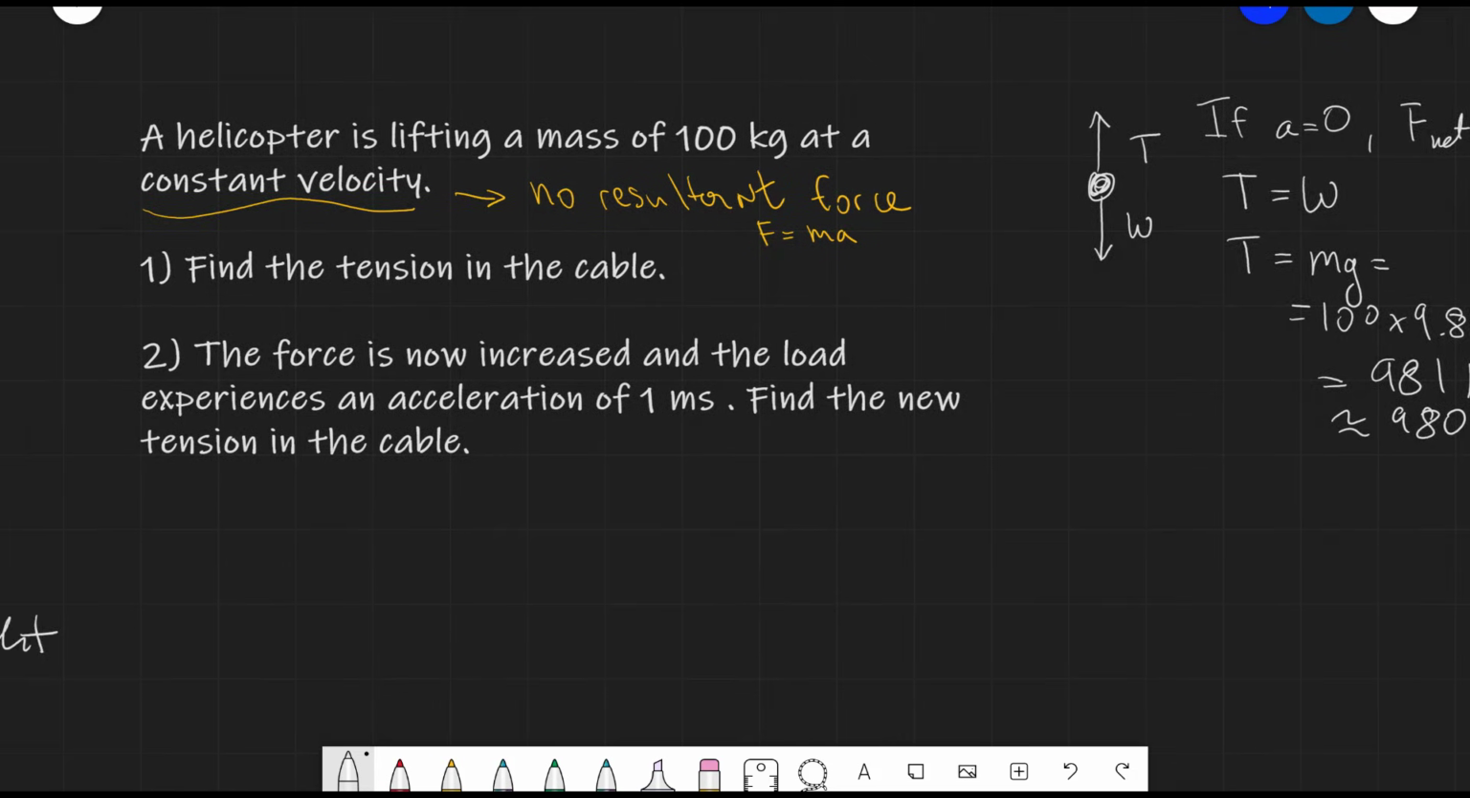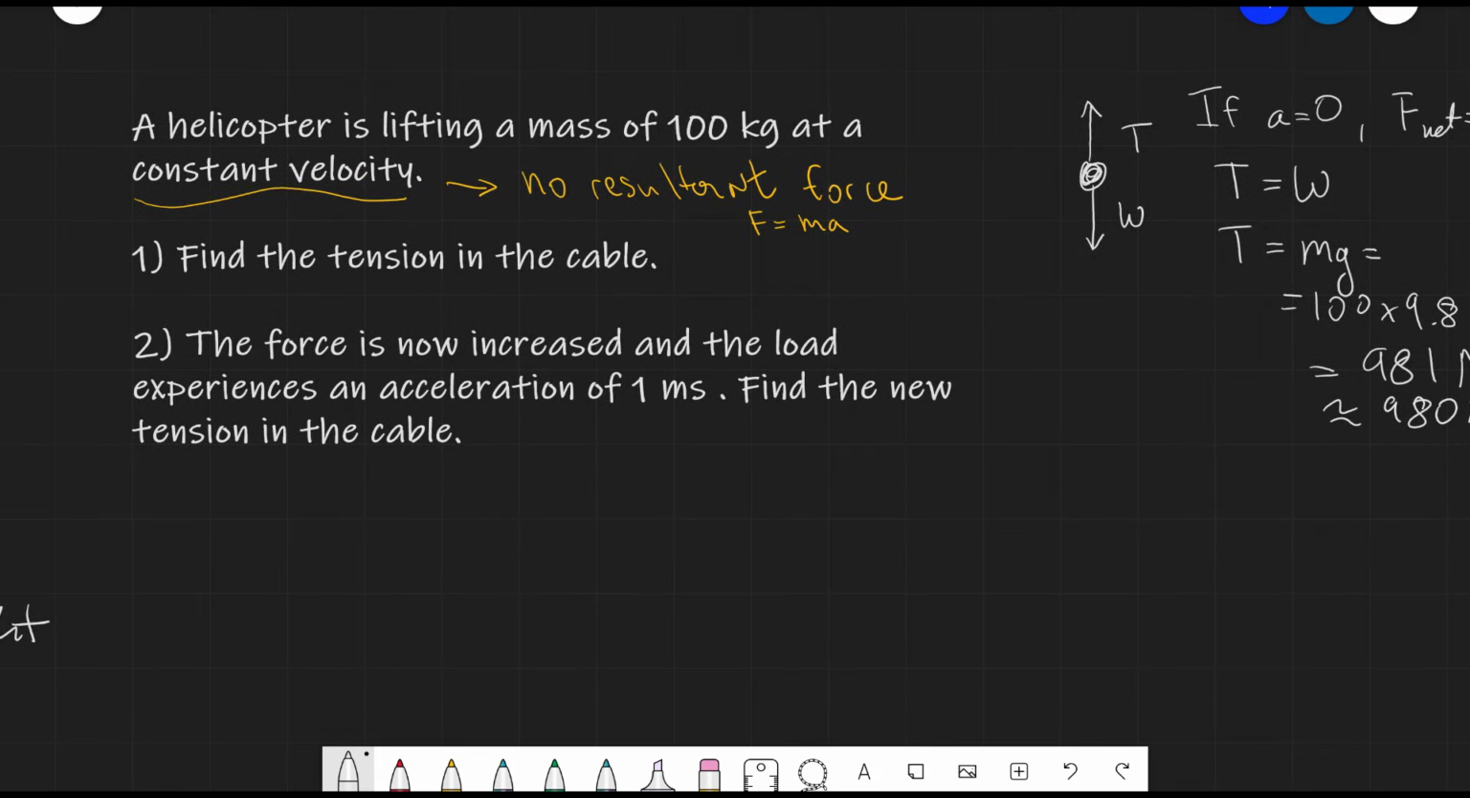Okay, for the second one, the force is now increased and the load experiences an acceleration of 1 meter per second squared. Find the new tension in the cable. The net force is going to be equal to the tension take away the weight. So the net force is just the sum of all the forces. Because this force is acting upwards, I'm going to take this to be positive because we're moving in this direction, and the other force is going downwards, so I'm going to take that to be a negative force.